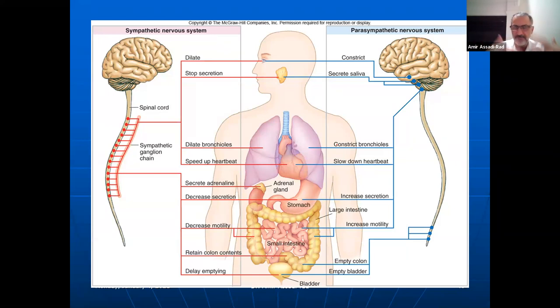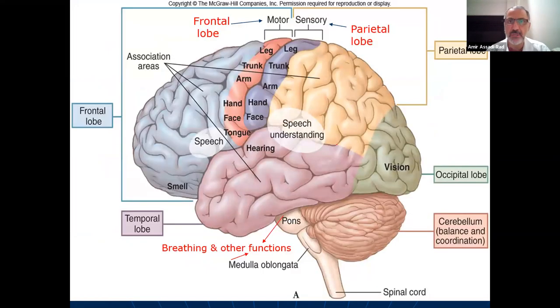Just go through it. When you go to medical school, you have to know these in detail, every one of them. When you take anatomy again, you have to know it. At least when I took anatomy, I had to know it.